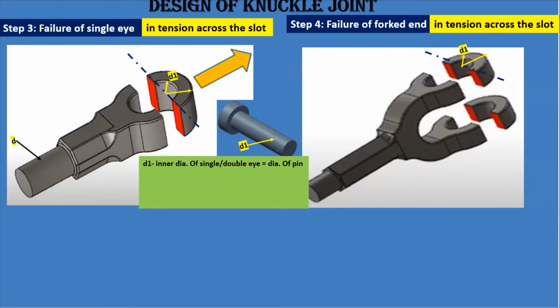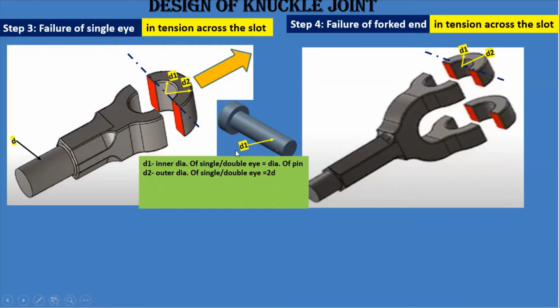Now, first we will see what parameters we require. D1 is the inner diameter of a single eye and double eye. You can see in both cases D1 is the same, whether it is a single eye or a double eye. Then why is it D1? You know that the pin goes inside the single and double eye, so the inner diameter of the single and double eye is equal to the diameter of the pin.